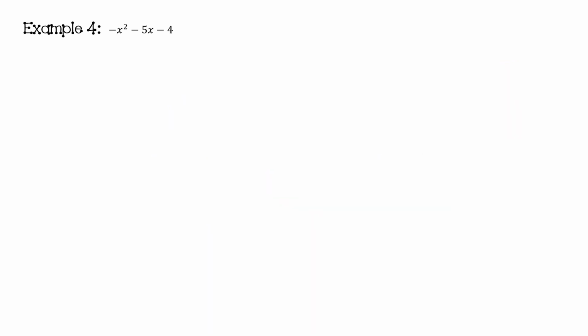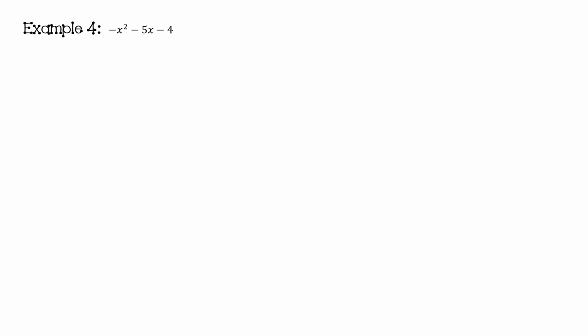Example 4, negative x squared minus 5x minus 4. So this one will trick people just because when we go to look for a GCF, there is nothing that divides into 1, 5, and 4 aside from just 1, which is not a greatest common factor that I would need to factor out. However, the leading coefficient right now is a negative 1, and when we are doing these factoring problems, it is very difficult if your leading coefficient is negative.